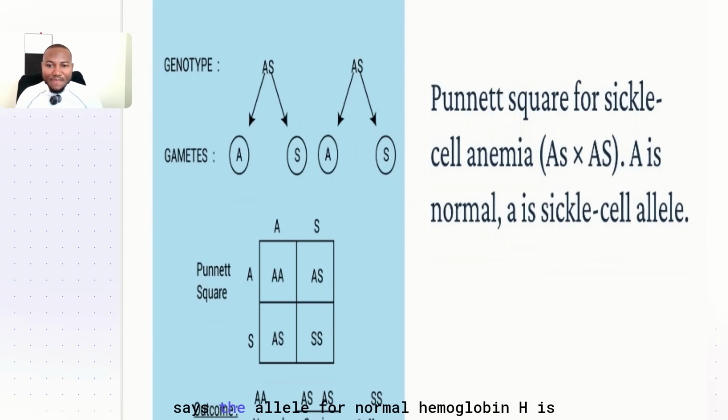Question says, the allele for normal hemoglobin H is dominant to the allele for the sickle hemoglobin, small h. A male and a female who are both heterozygous for sickle cell hemoglobin have a child. What is the chance that this child will have sickle cell hemoglobin? So for example, instead of H, let me say A, then instead of small h, let me say S. So they are asking, what is the chance that this child will have sickle cell hemoglobin?